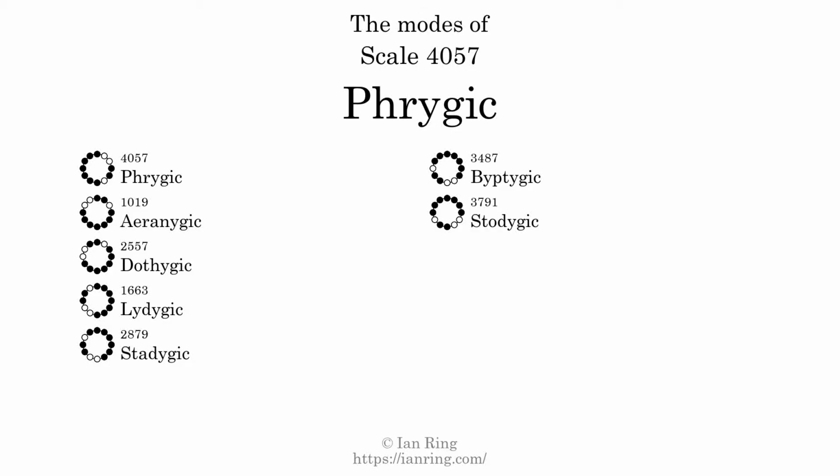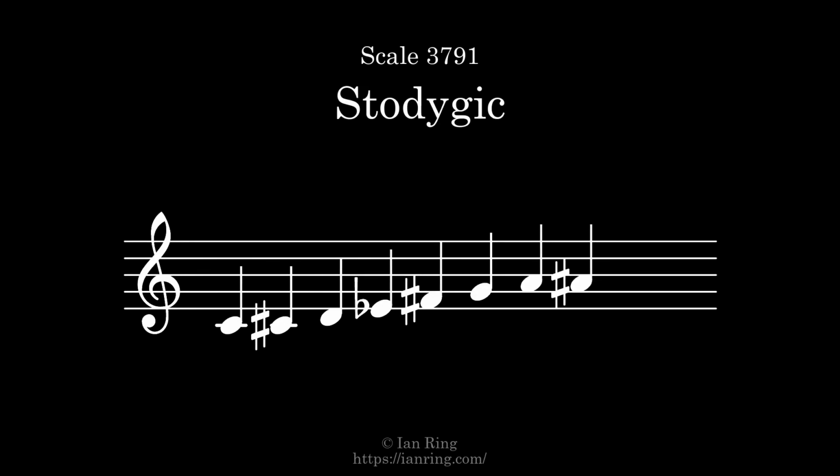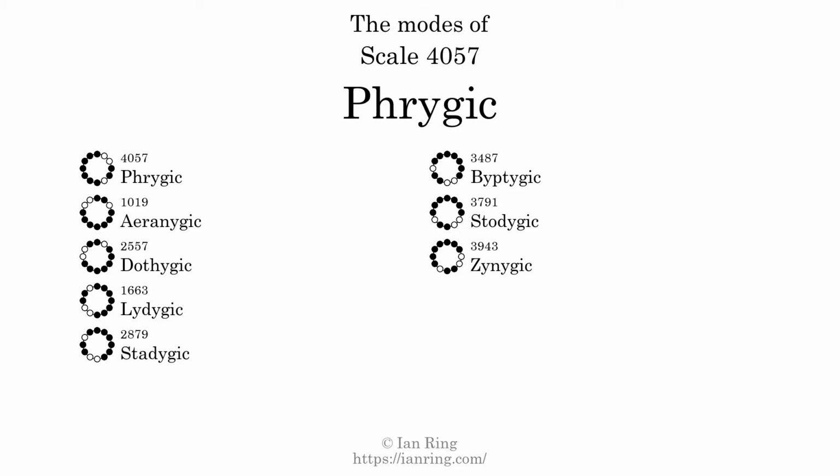The seventh mode is scale 3791, also known as Phrygic. It sounds like this. The eighth mode is scale 3943, also known as Phrygic. It sounds like this.